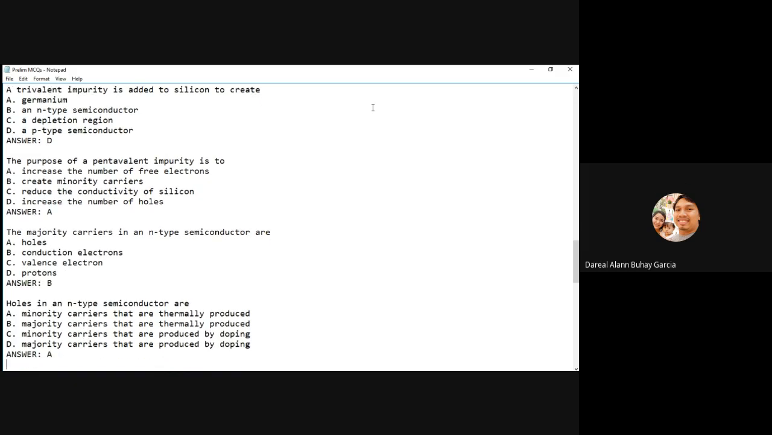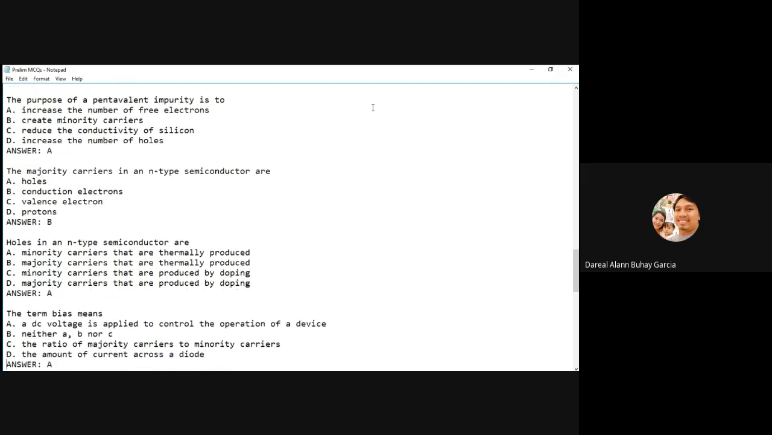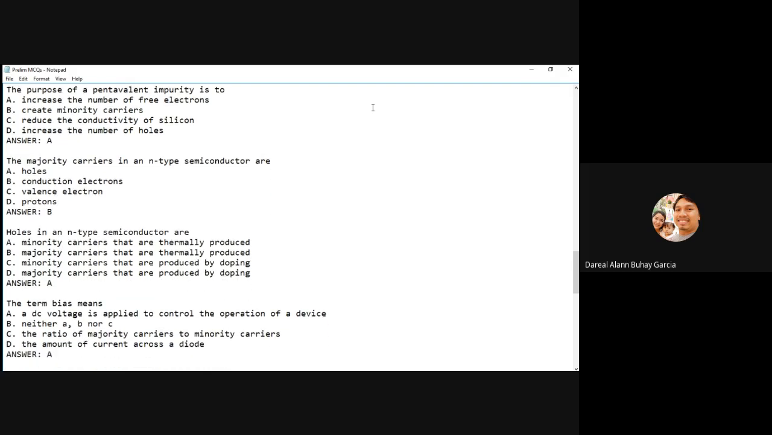Trivalent impurity is added to silicon to create. So, kung trivalent, forma ng isa lang ka atom. So, 3 plus 4, 7. Kulang isa. So, may hole. Kung hole, P-type. So, D. The purpose of the pentavalent is to increase the number of free electrons. So, kung penta, that's 5 free electrons. So, may sobra isa. So, may increase of number of free electrons.